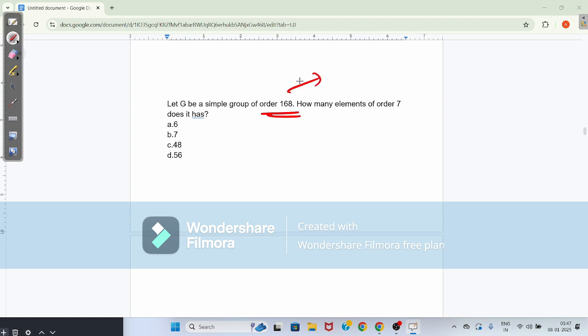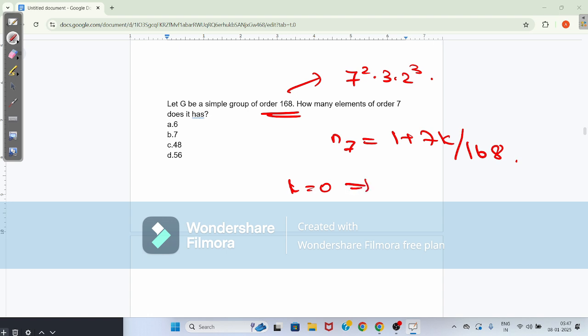So factorize this value. What will we get here? 7 square into 3 into 2 cube. Now, from the Sylow theorem, we can write n7 is equal to 1 plus 7k, dividing 168 here. Put k equals 0, then the value of n7 becomes 1 here. Put k equals 1, then the n7 value becomes 8 here.